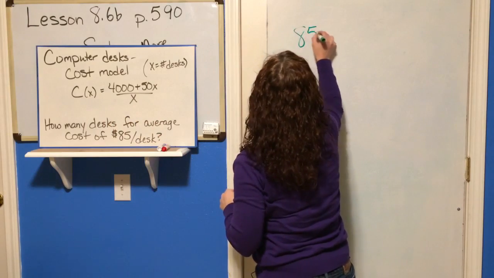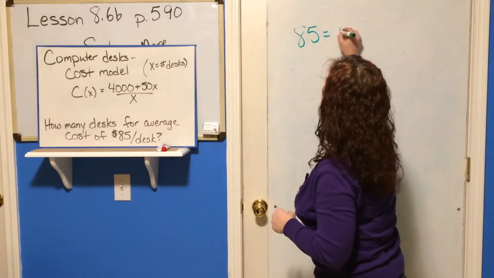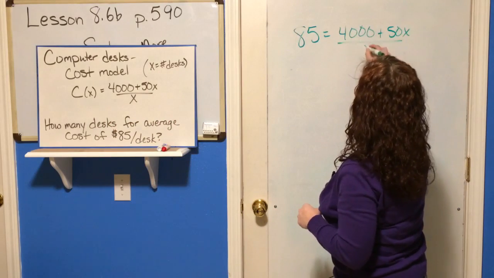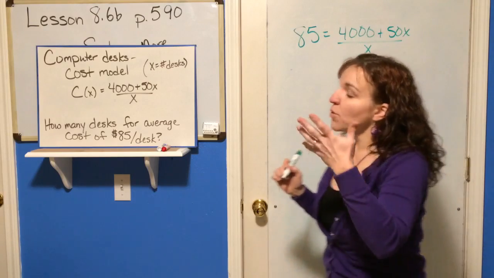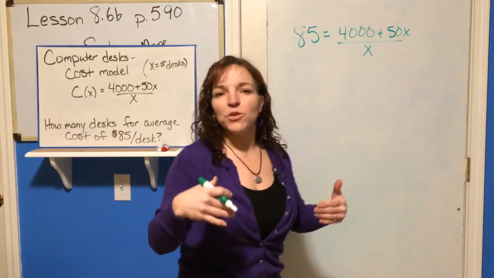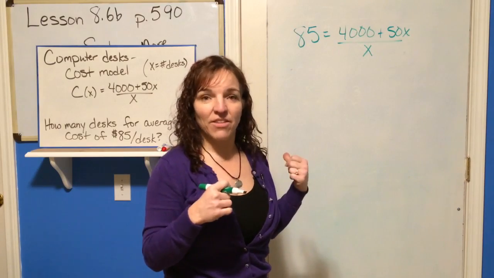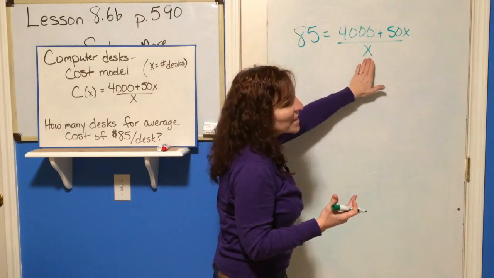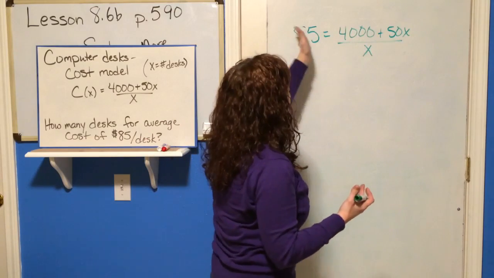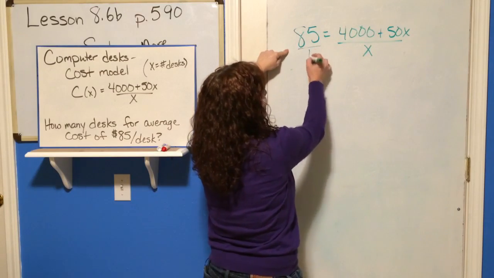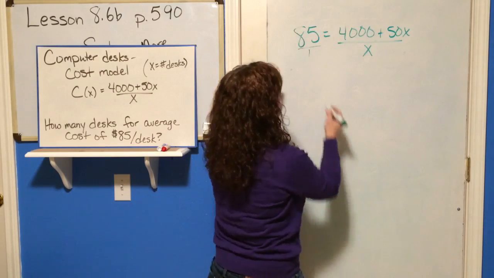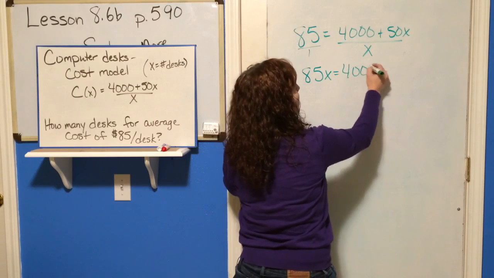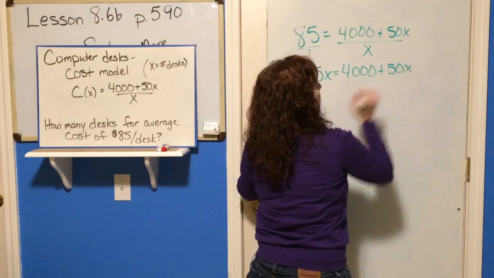So the 85 equals, let's just put it in and solve it. 4,000 plus 50x divided by x. Now this is one where the method that we used today and the method we used in the last video are exactly the same, because in this case the common denominator is x, so you're going to multiply everything by x. Well, if you cross multiply, you end up with the same thing because this is 85 over 1. So you're just going to cross multiply and you'll get 85x equals 4,000 plus 50x.